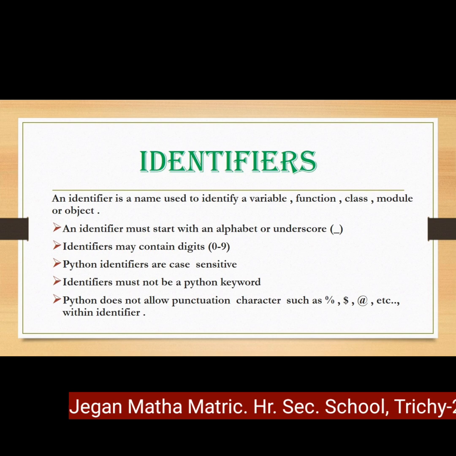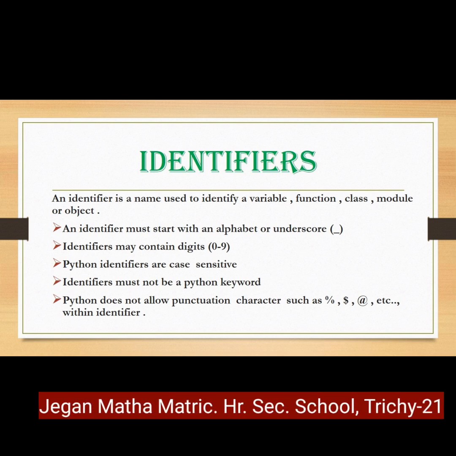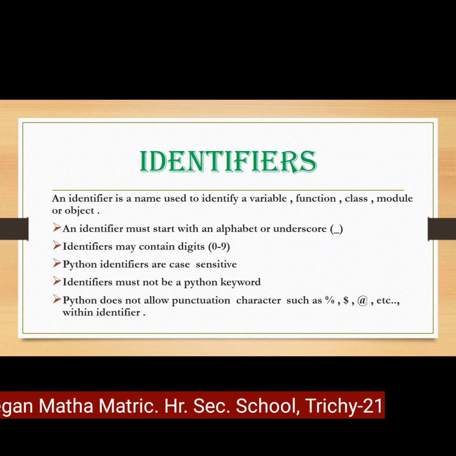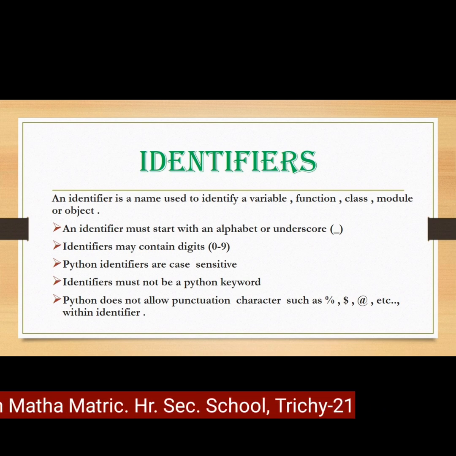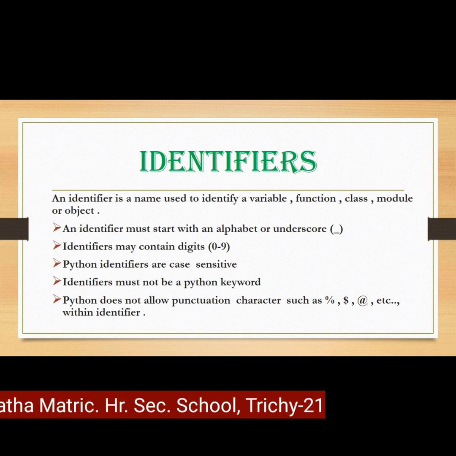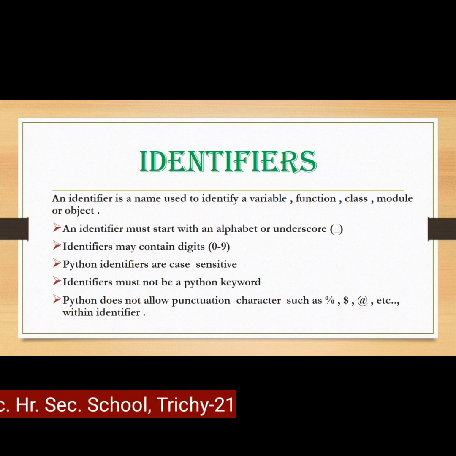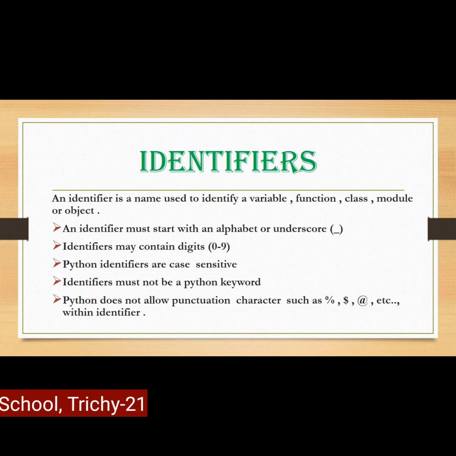An identifier must start with an alphabet or underscore. An identifier may contain digits. Python identifiers are case sensitive. Here case sensitive means we need to type in either uppercase or lowercase exactly. An identifier must not be a Python keyword. Python does not allow punctuation characters like modulus, $, at, etc.